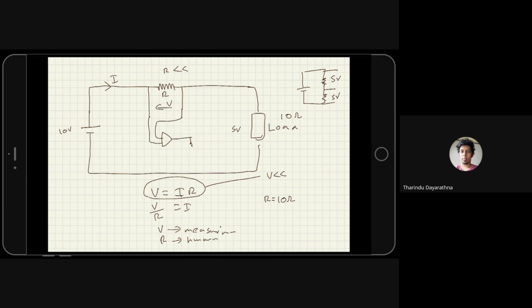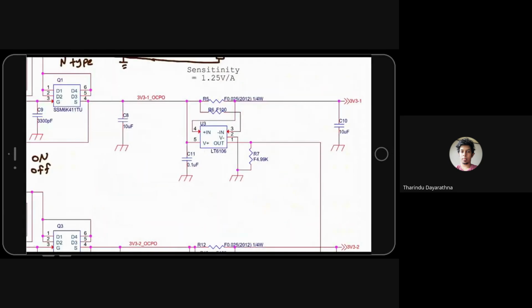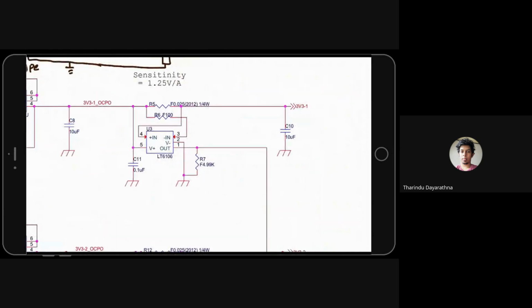A similar way is used here. So you can see here a 0.025 volt shunt resistor is used, so the current goes in this path. This is an op amp with some gain inside. It will output a measurable voltage here, depending on the current.